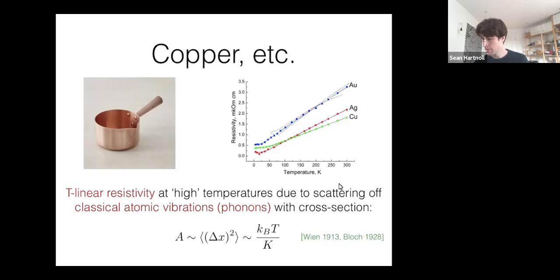Here's a plot of the resistivity of gold, copper and silver against temperature, and it's roughly linear in temperature above, I don't know, 100 Kelvin, 50 Kelvin or so. Now, this T-linear resistivity has been understood for a long time.